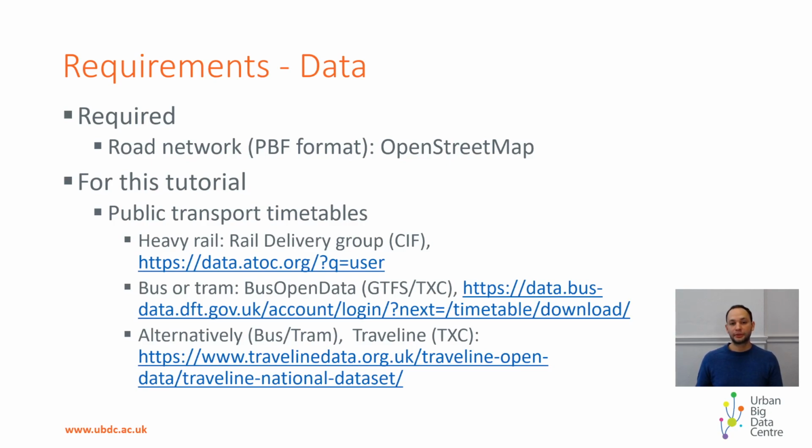Also, there are some data requirements. First, it is essential to have information about the road network and the pedestrian network for the area of study. For this tutorial, we're going to use OpenStreetMap. Additionally, we will need information about the public transport itineraries. For the case of the UK, we will need to assemble this information from different resources.